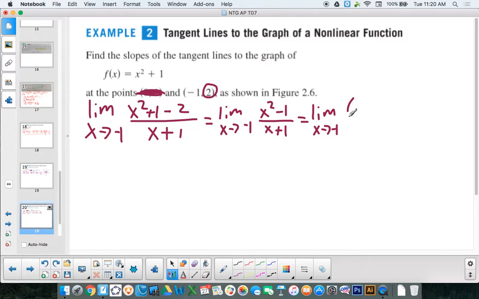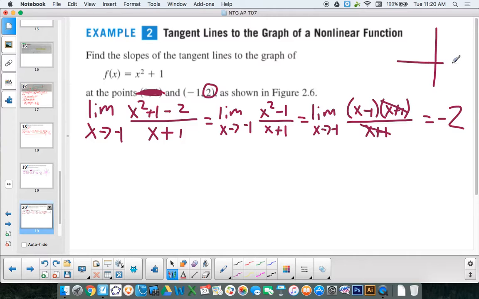The top is a difference of squares, so we can factor that. The bottom is x + 1, and we can cancel. Plug and chug, we've got -1 - 1 is -2. So for x squared plus 1 at x = -1, the slope of the tangent line is -2.